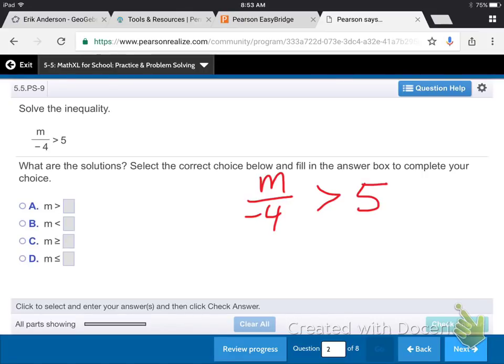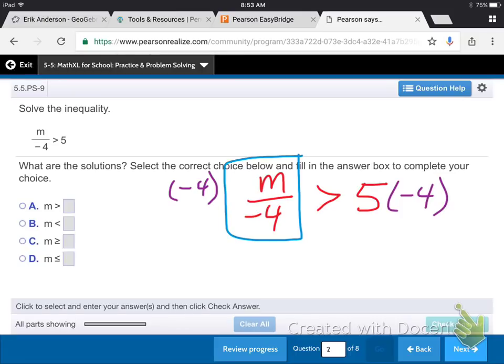Now, how do we use the inverse of division? You see on the left-hand side right here, we're using division. We're dividing m by negative 4, right? So how do we do the inverse of dividing by negative 4? You got it. We multiply by negative 4. So we're going to do that on both sides of the inequality. We're going to multiply by negative 4 on that side and by negative 4 on that side.